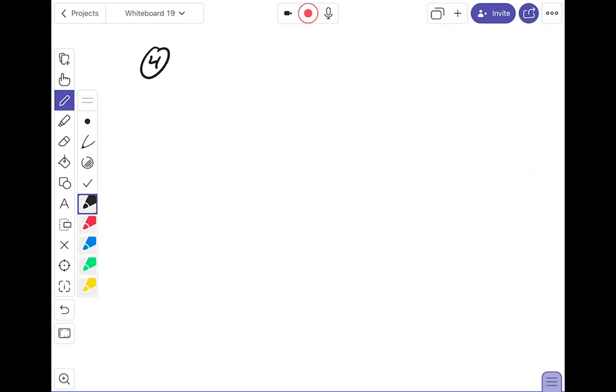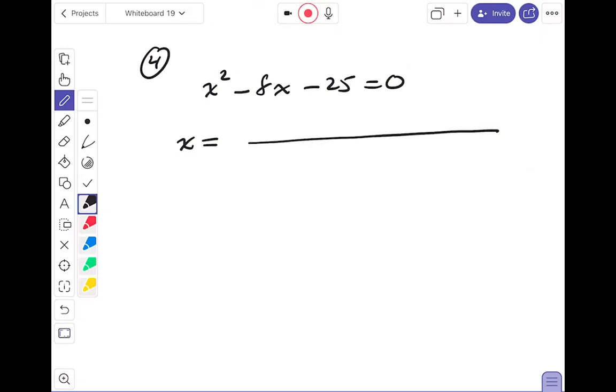And what do you see for number 4? X squared minus 8x minus 25 equals 0. X equals, well, again, I know the A is 1, I know the B is minus 8, and I know the C is minus 25. Okay, so I'm going to do the bottom first. Twice A, well, if A is 1, twice 1 is 2. The opposite of the B is minus 8. The opposite of minus 8 is 8.